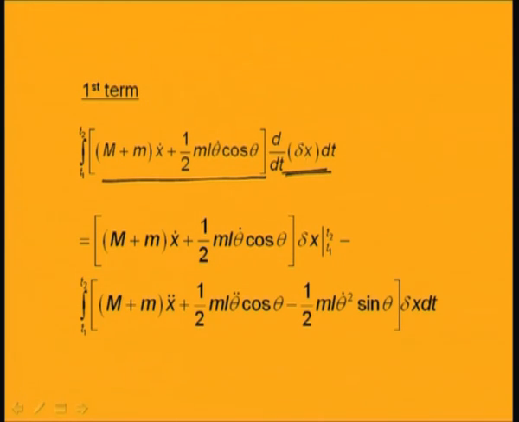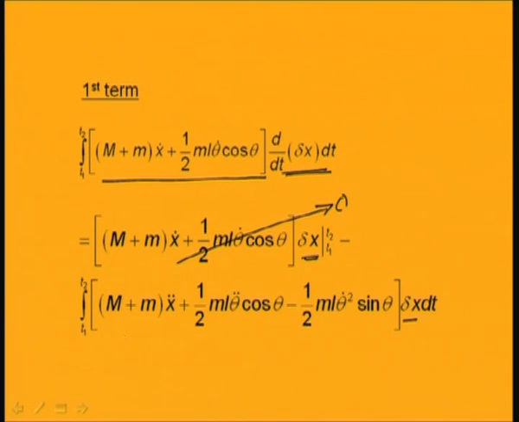So, d by dt of del x. When you are integrating this, it becomes del x only, from t1 to t2. Already you know that this del x at t1 and t2 are 0. So this term will tend to 0 and the remaining term is minus integration t1 to t2, where the first function remains as it is, minus integration of the second, this del x, and differentiation of the first.